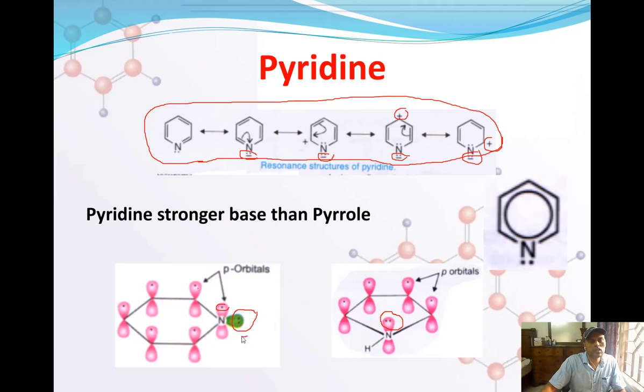So these electrons from sp2 hybridized orbitals are ready to give out the electrons, and because of these free two sp2 hybridized orbital electrons, your pyridine is stronger than the pyrrole, so it can give the electrons readily. So that is the nature of the base. That's why pyridine is a stronger base than pyrrole.